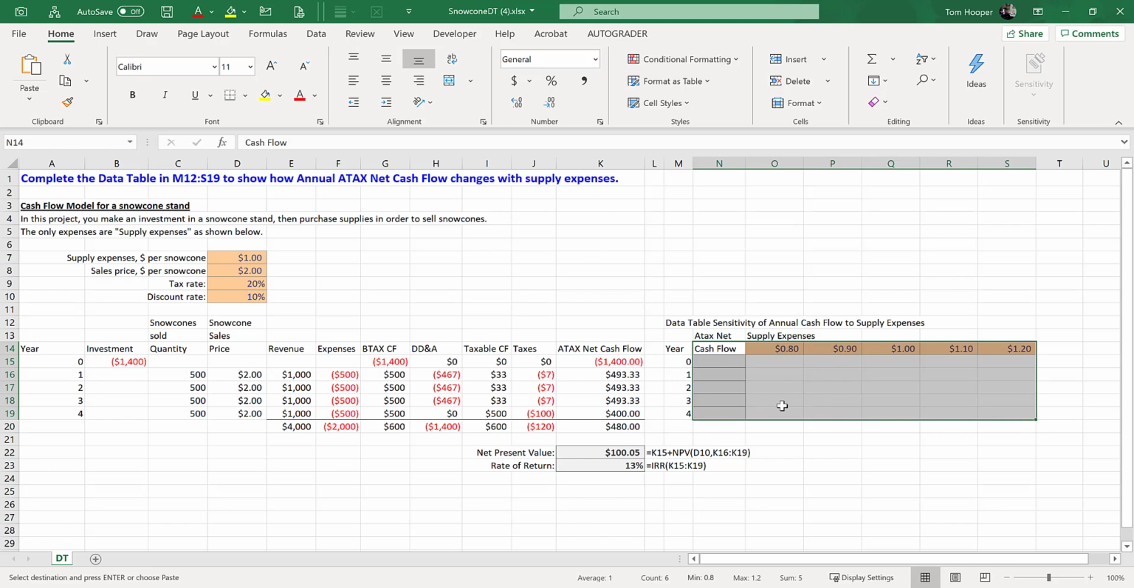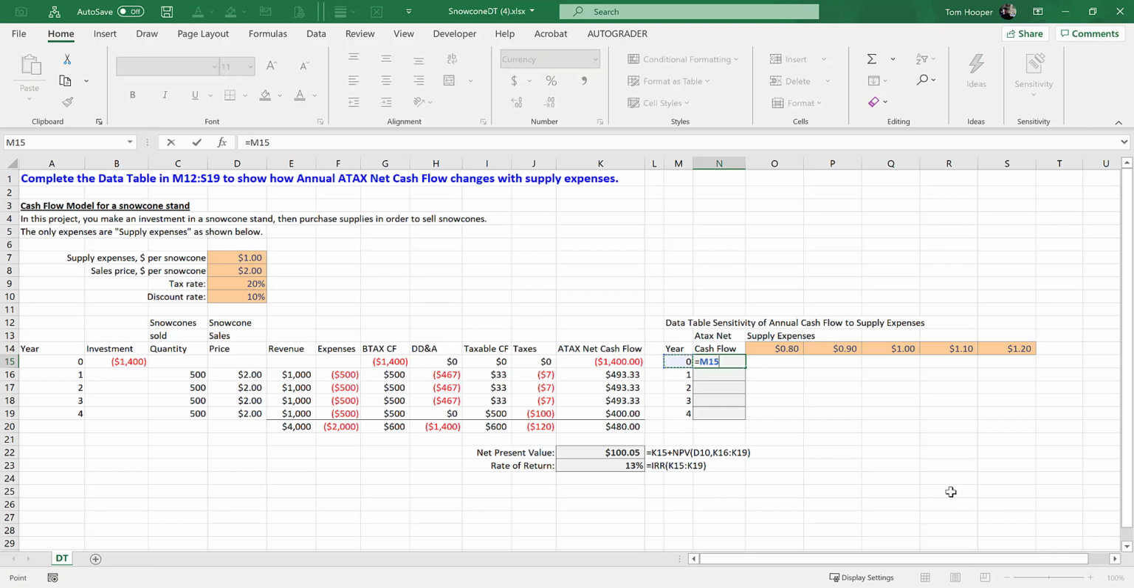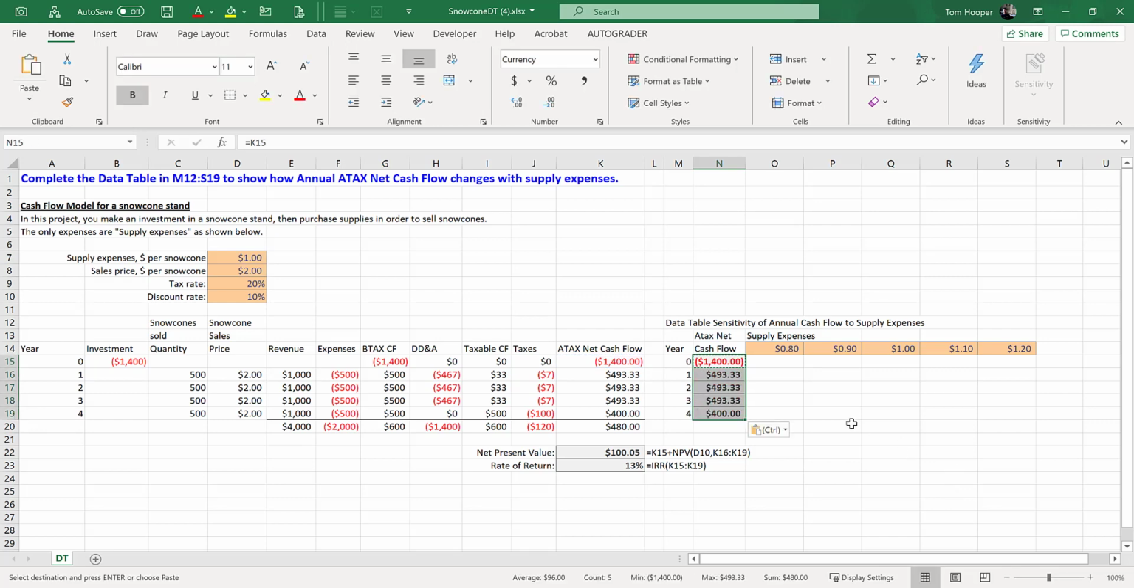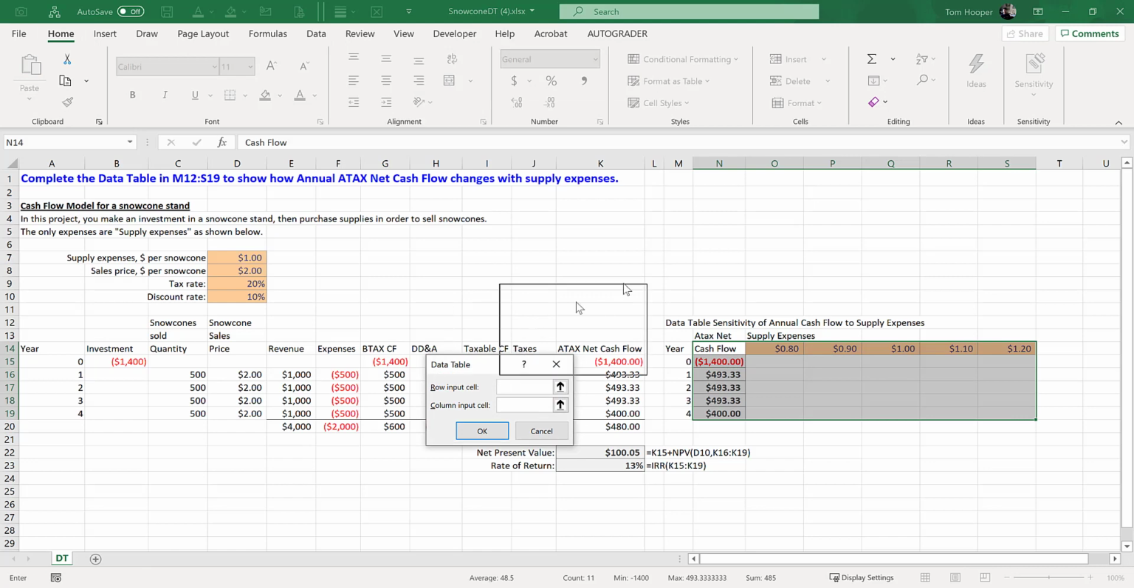Now I can populate these cells before or after I do this next step, but it's probably more logical to do them now. So if I want ATAX net cash flow, like any other output on any other data table, I need to point that somewhere in the model. And in this case, I can just copy that down and paste it. And so this is what my annual cash flow looks like in the base case. But I want to know what it would look like if my supply expenses were less or if they were more.